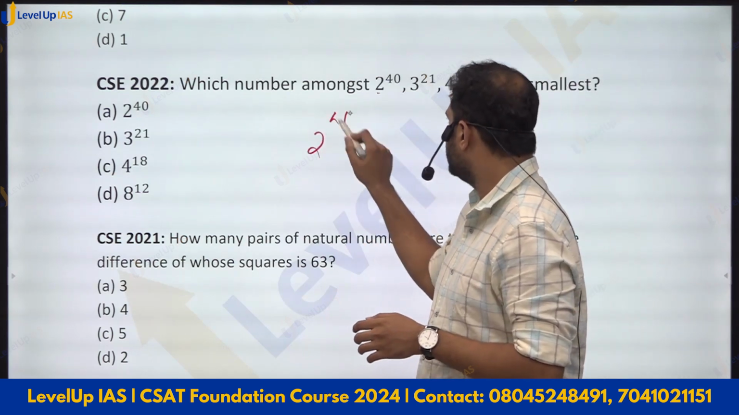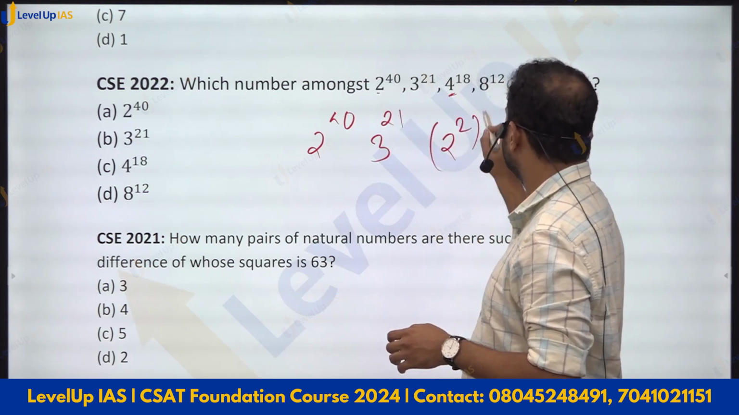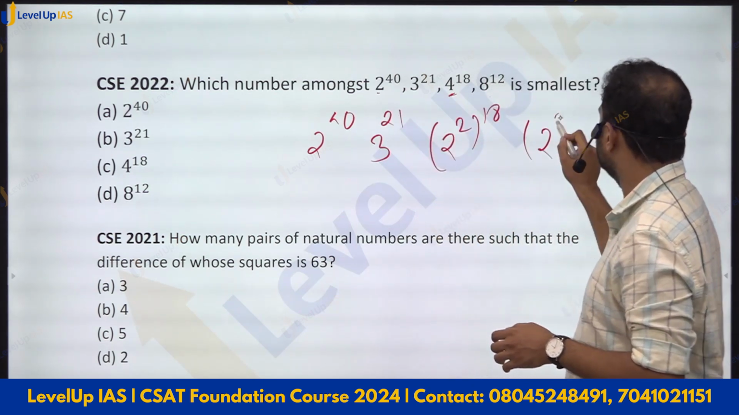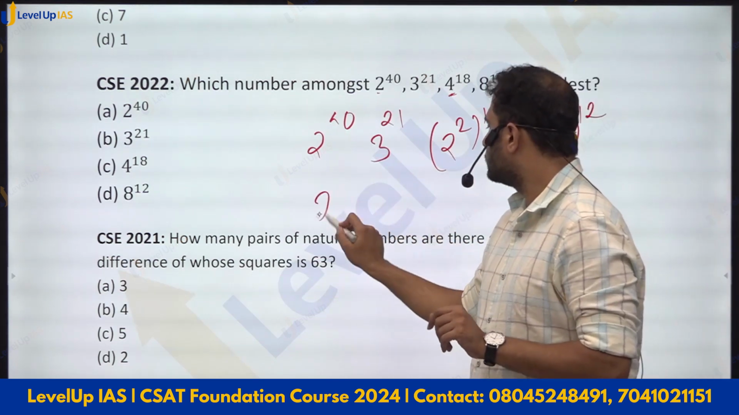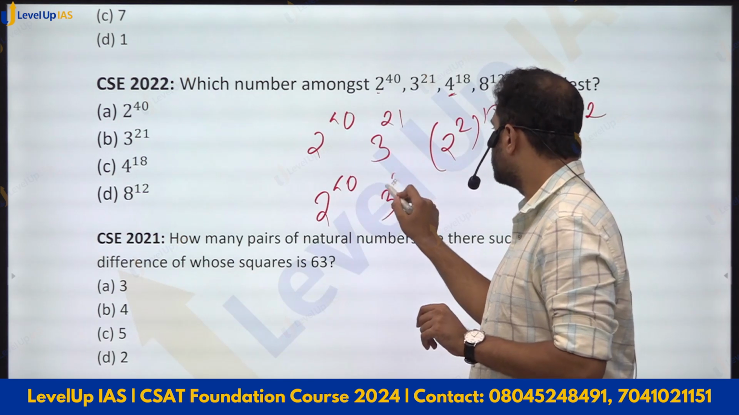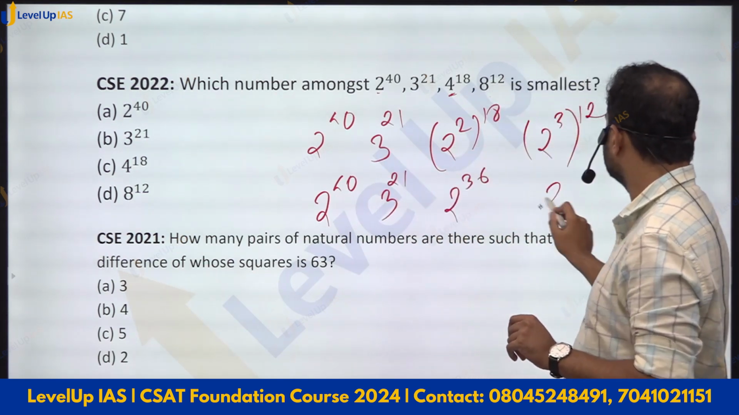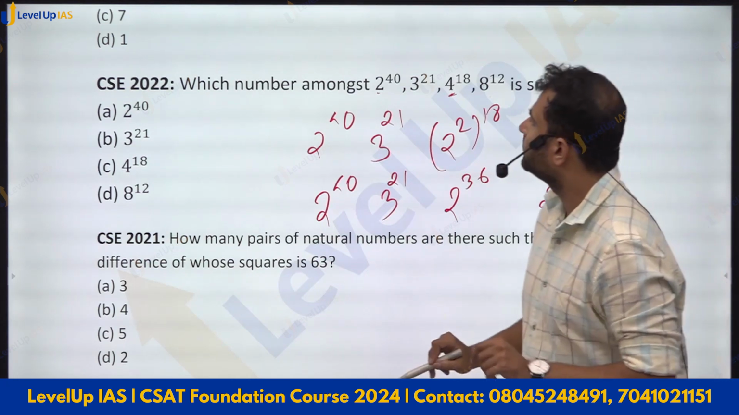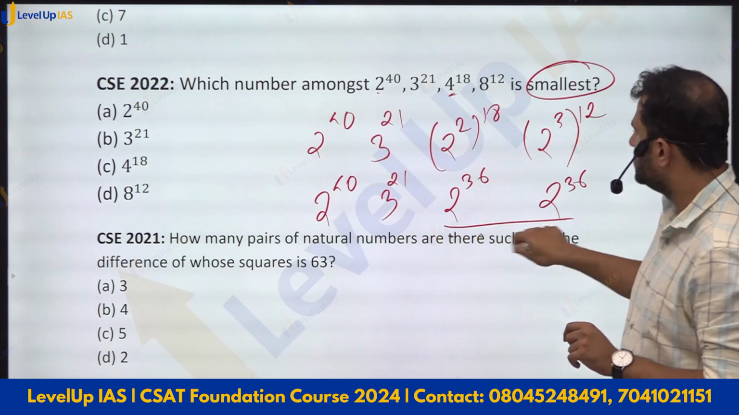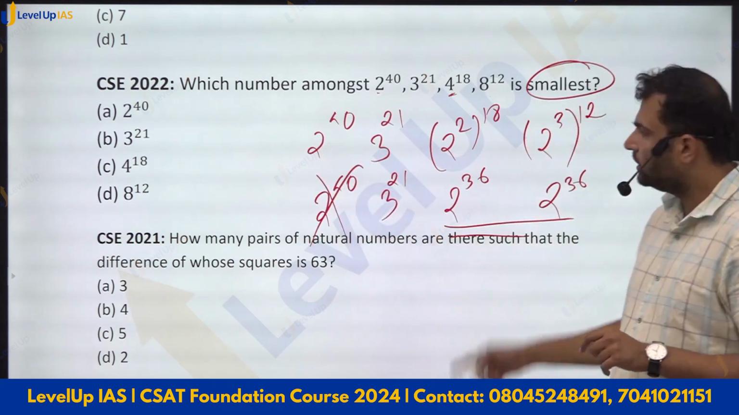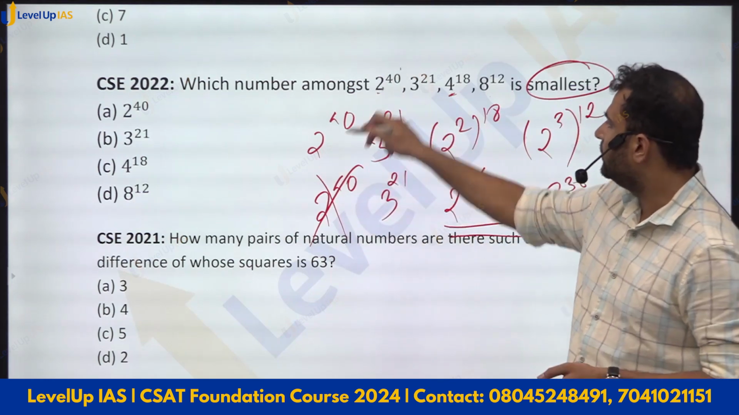This is 2 raised to 40, this is 2 raised to 21, this is 2 raised to 2 raised to 18, and this is 2 raised to 3 raised to 12. Right? What is this? This is 2 raised to 40, 3 raised to 21, this is 2 raised to 36, and this is also 2 raised to 36. Question is, which is smallest? So because we have 2 raised to 36 here, this is definitely not smallest. 2 raised to 36 is smaller than 2 raised to 40. So one we have eliminated.